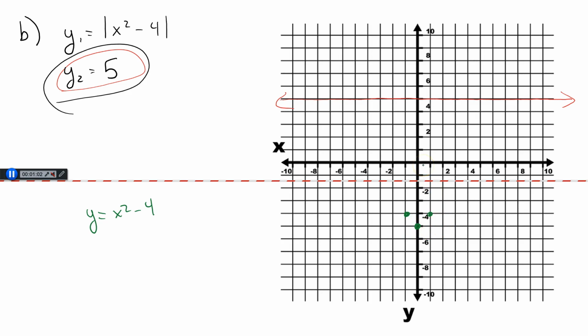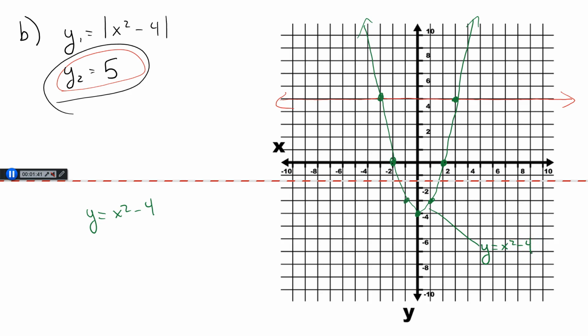I think I graphed this a little too low. 1, 2, 3, 4. Oh, good thing I checked that. Okay, here, here, and here. Over 2 up 4, over 2 up 4, over 3 up 9. I see an intersection point here. That is good. So this right here is our y equals x squared minus 4.